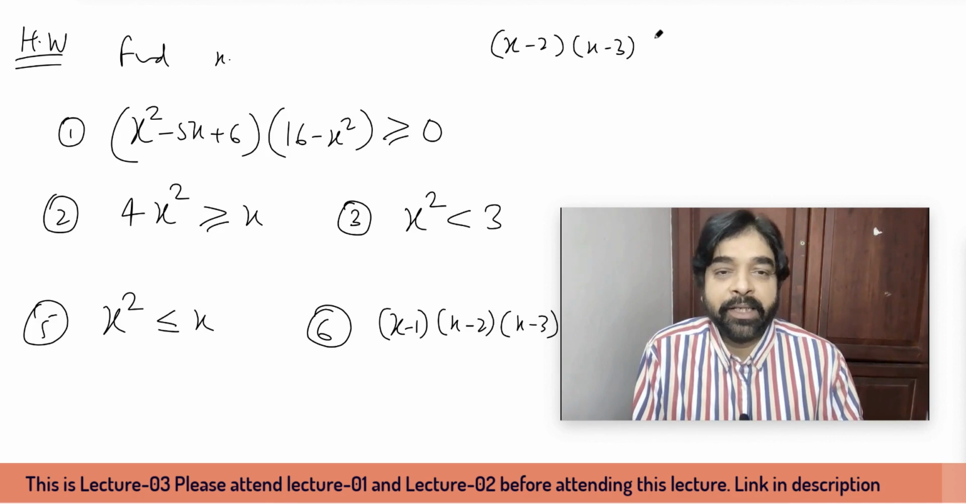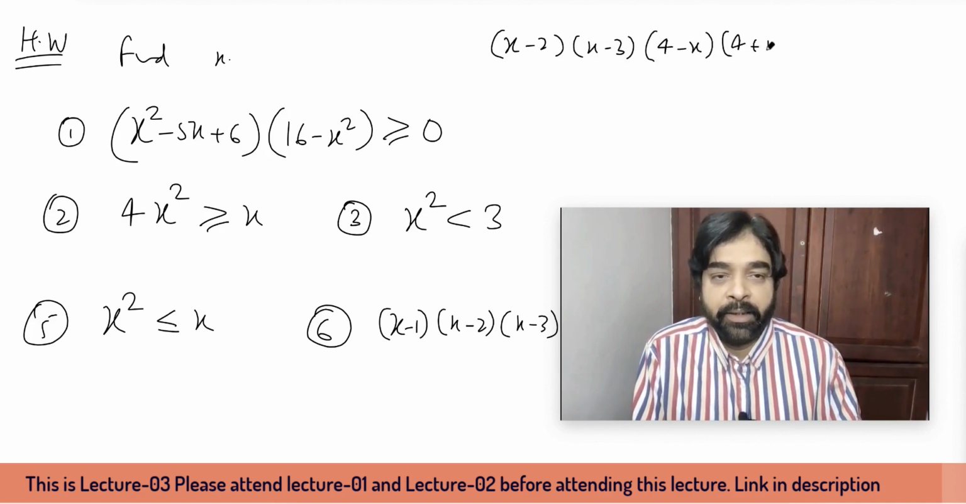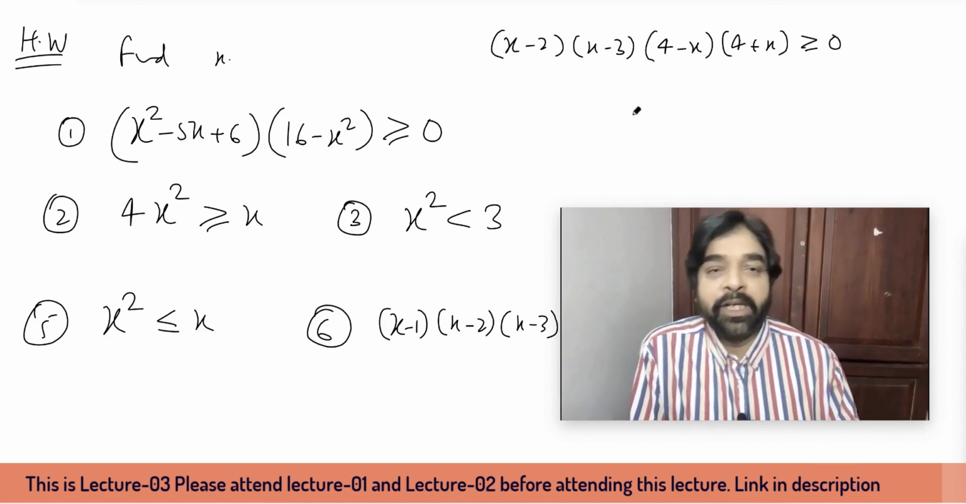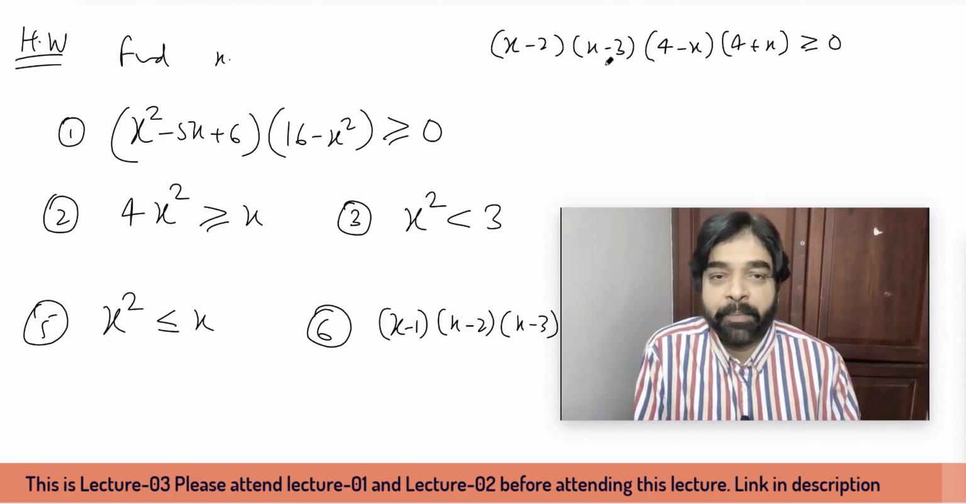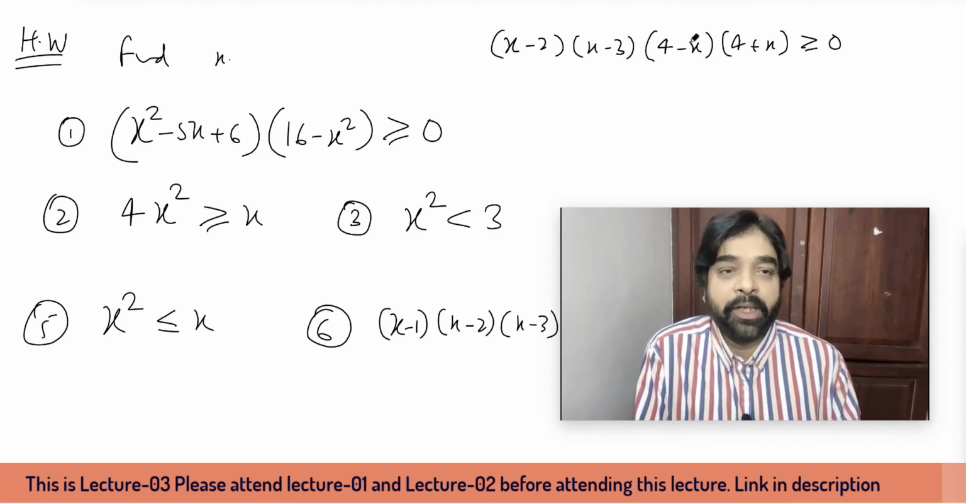And 16 minus x square, I can write what? (4 - x)(4 + x), the a square minus b square formula. Second step, the coefficient of x must be positive in each bracket. Here positive, here also positive, but here it is negative. So we have to make it positive, taking minus common and throwing it to the other side.